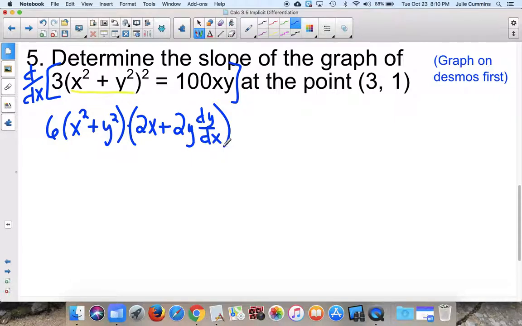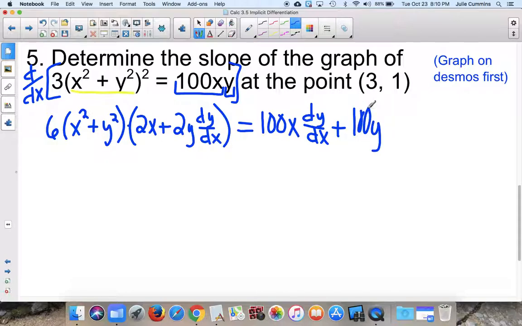All right, the right-hand side. This is a product rule. We have 100x and y. Those are our 2 pieces. So product rule is 1d2 plus 2d1. So here's 1d2, the derivative of y is dy/dx. Plus 2, that's just y, d1. The derivative of 100x is 100. Kind of got that squeezed in there, okay? So that's our derivative. Yay.